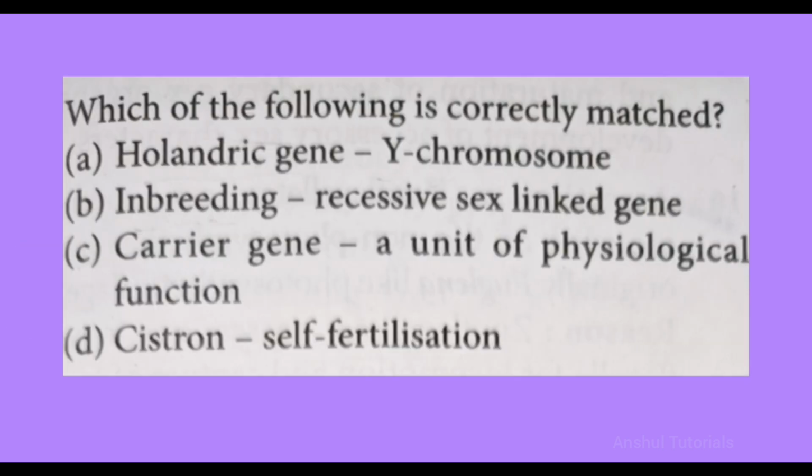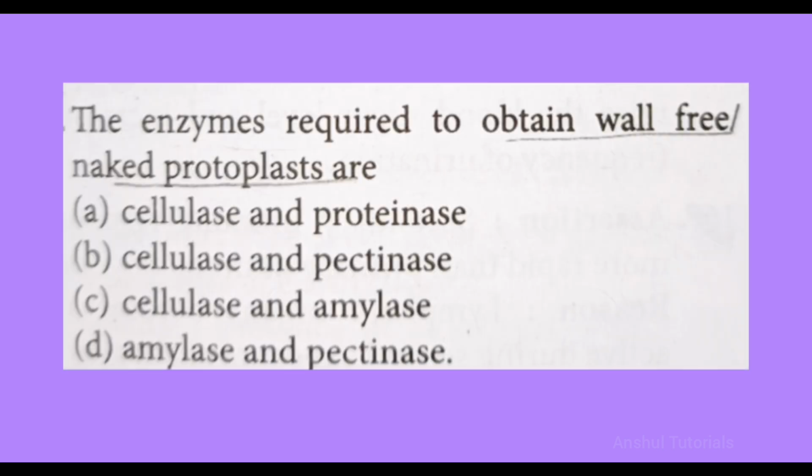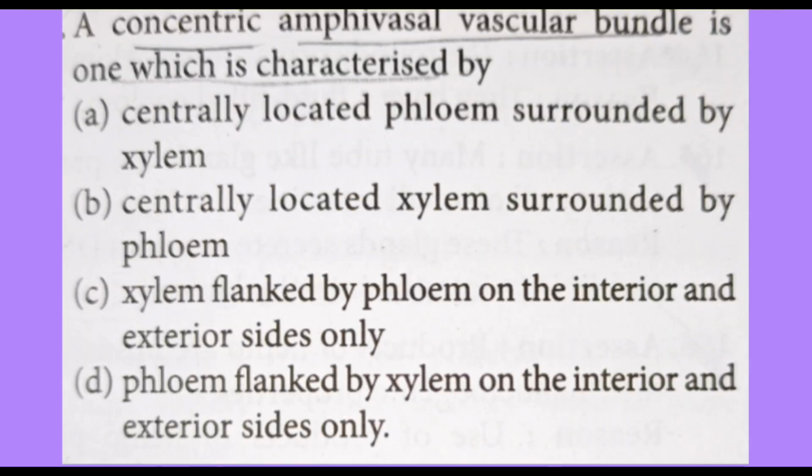And the next question: which of the following is correctly matched, so the correct answer is option A, that is Holandric gene, Y chromosome. The enzymes required to obtain wall-free naked protoplast are, so the correct answer is option B, that is cellulase and pectinase. And the last question: a concentric amphivasal bundle is one which is characterized by, so the correct answer is option A, that is centrally located phloem surrounded by xylem.